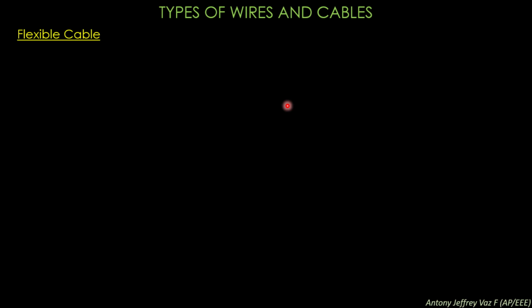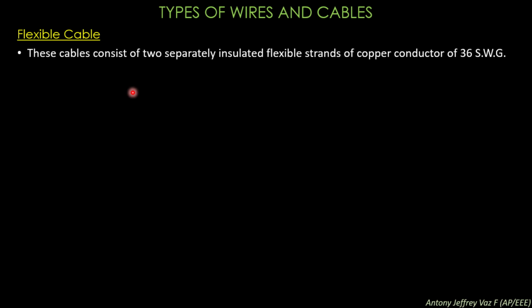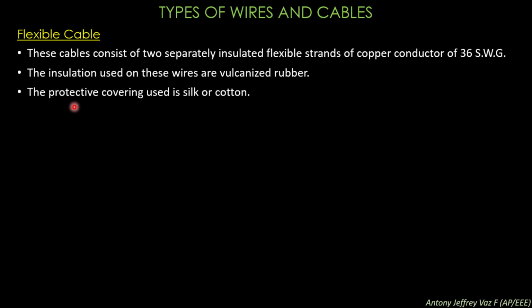The next type of cable is flexible cables. These cables consist of two separately insulated flexible strands of copper conductors of 36 SWG. This is the standard wire gauge, a measure by which the thickness of the wires is measured. So this cable has a copper conductor of 36 SWG. The insulation used in these cables is vulcanized rubber. The protective covering used is silk or cotton.